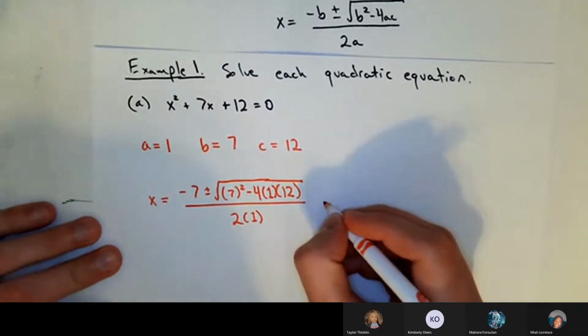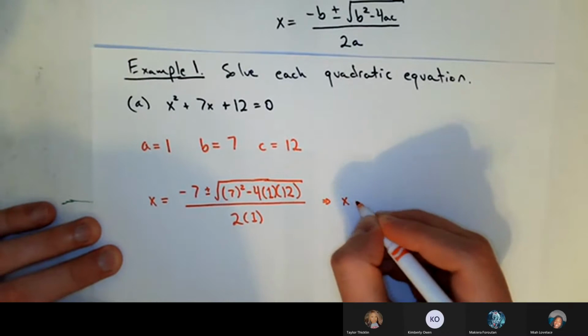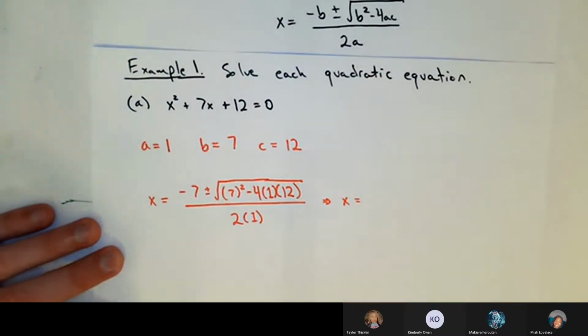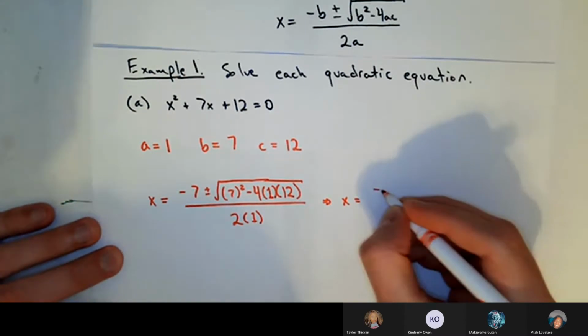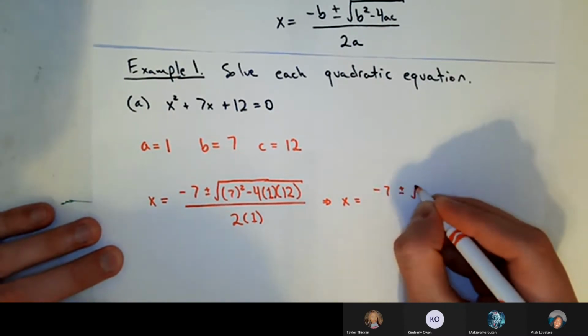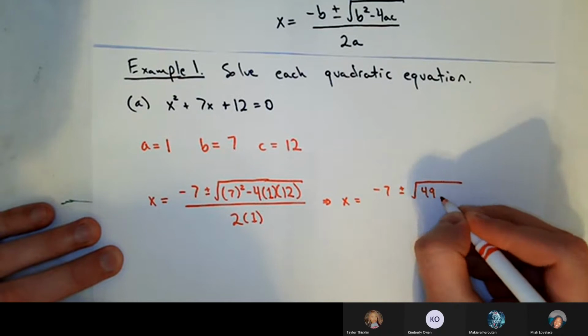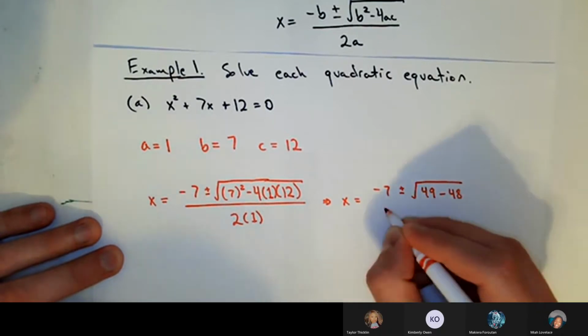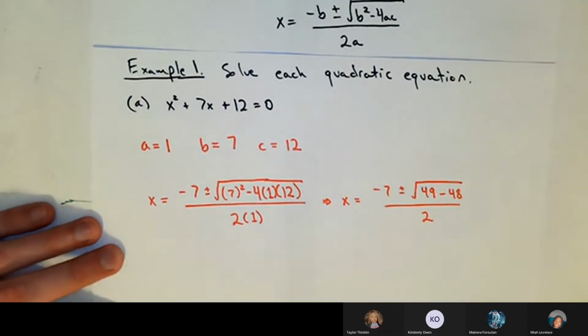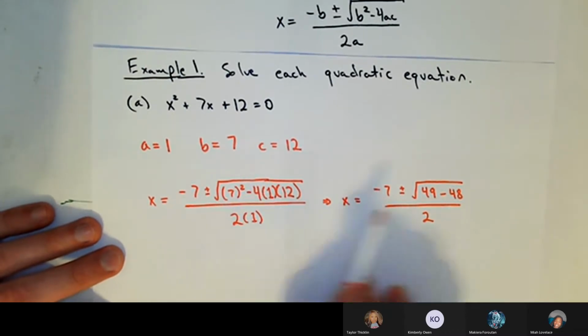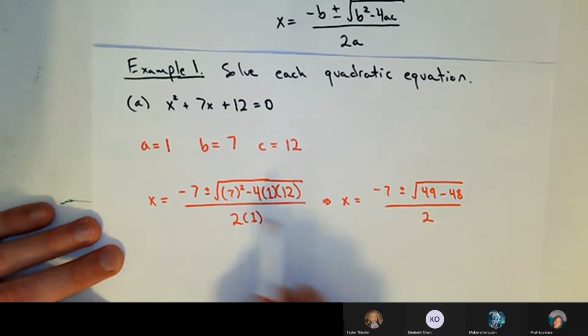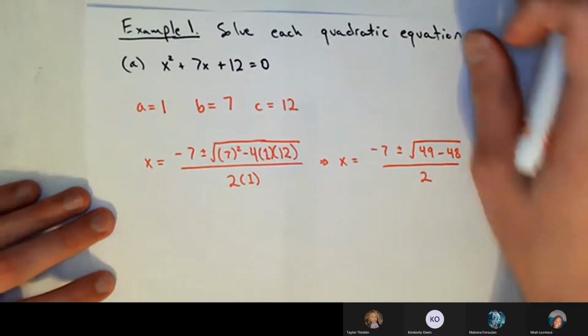And now all we have to do is clean this up, right? That's the brunt of the work for the quadratic formula, is just doing the arithmetic to clean it up. So I'm going to say -7 plus or minus 49 minus 48 all over 2. Because 7 squared is 49, and 4 times 1 times 12 is 48, and that minus sign is still there.